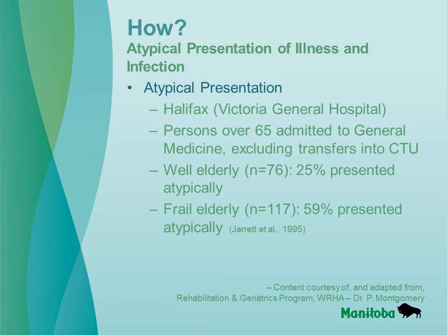In a study carried out at the Victoria General Hospital in Halifax and published in the Archives of Internal Medicine in 1995, the authors found that atypical presentation of illness was more common in people who were frail prior to the current illness for which they were admitted. The results of the study showed that 25% of the well elderly presented atypically and 59% of the frail elderly presented atypically.